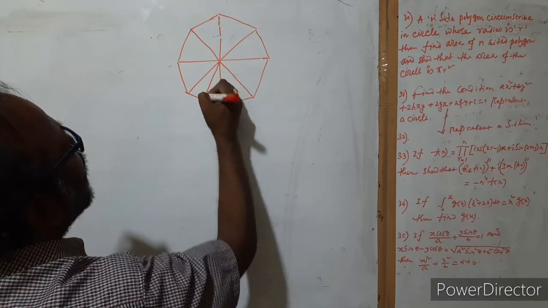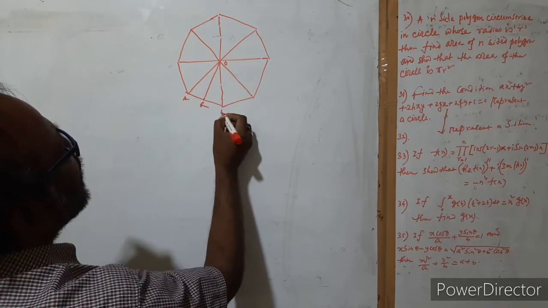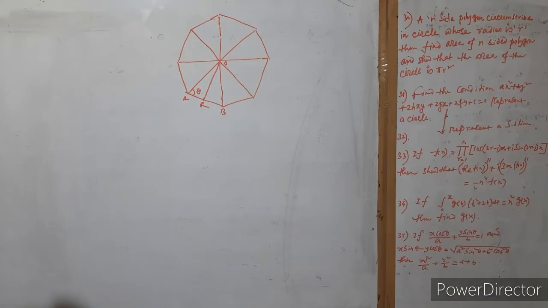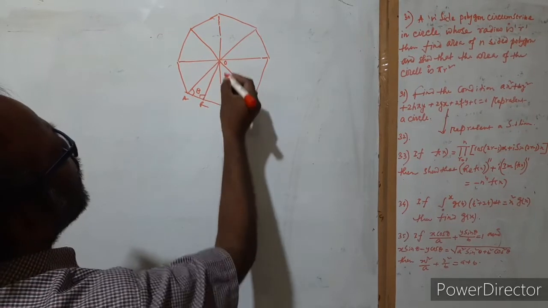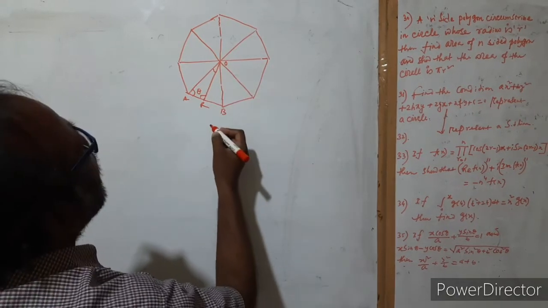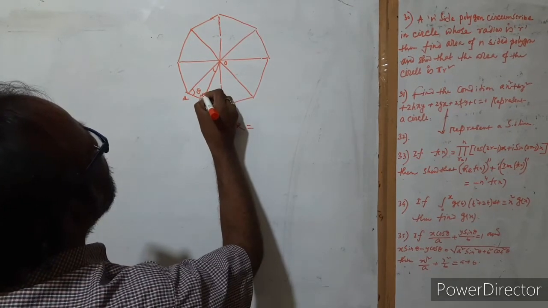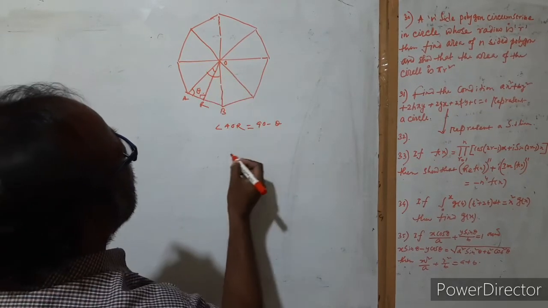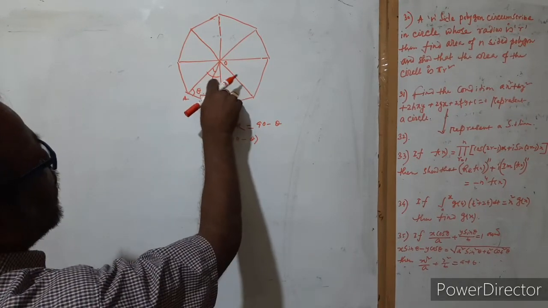A perpendicular is drawn, this is here O, R, A and B, and this is theta. This is the angle theta. Then this is actually 90. So in the triangle OAB, this angle AOR is equal to 90 minus theta. So this is a double angle, so 2 into 90 minus theta is the whole angle.